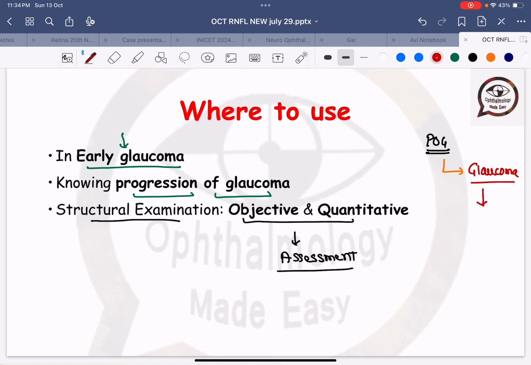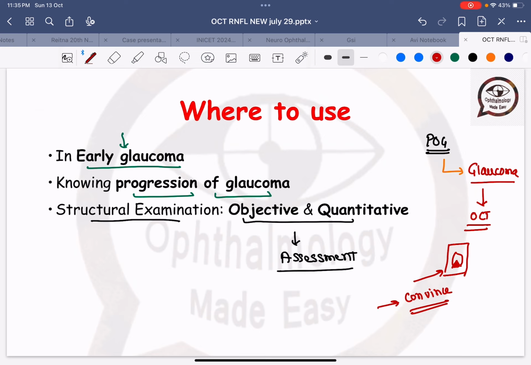So you can do an OCT, and in the OCT you can show that there are some parts which are showing that there is some damage. So here the OCT would help us to convince the patient also that he is having some problem in the eye. Okay, now this is not the only technique.